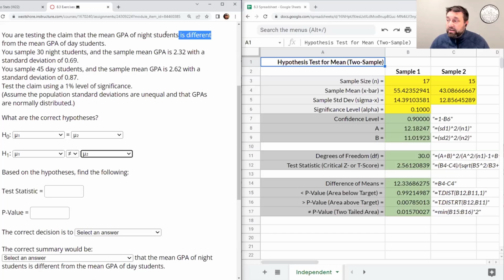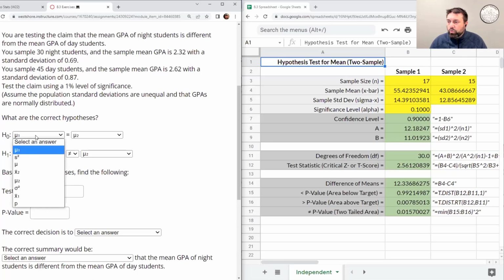Now, if instead of is different, they said is less than, then you would change this to the less than symbol. Or if they said is greater than, you would change this to the greater than symbol. But because they said is different, that means we have to use the not equal to symbol. So this is a two-tailed situation. So this is how we set it up. And again, we're using mu's. We're not using the X bars.